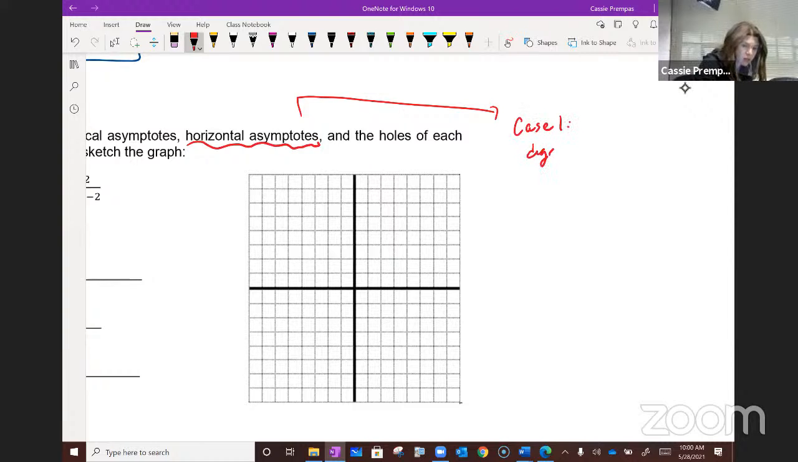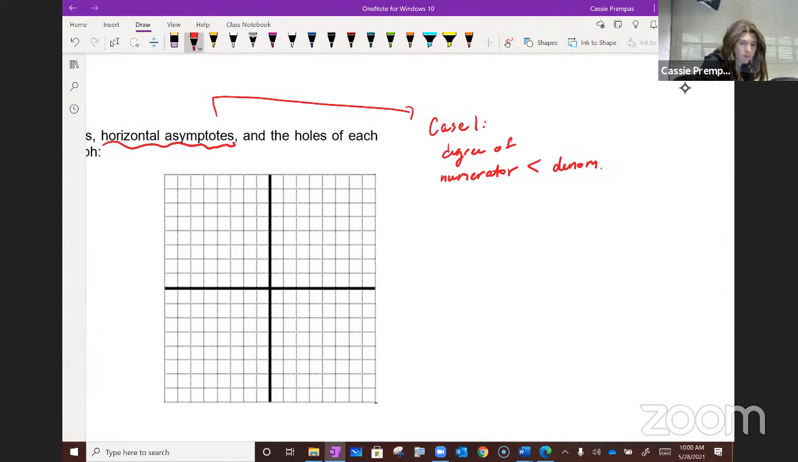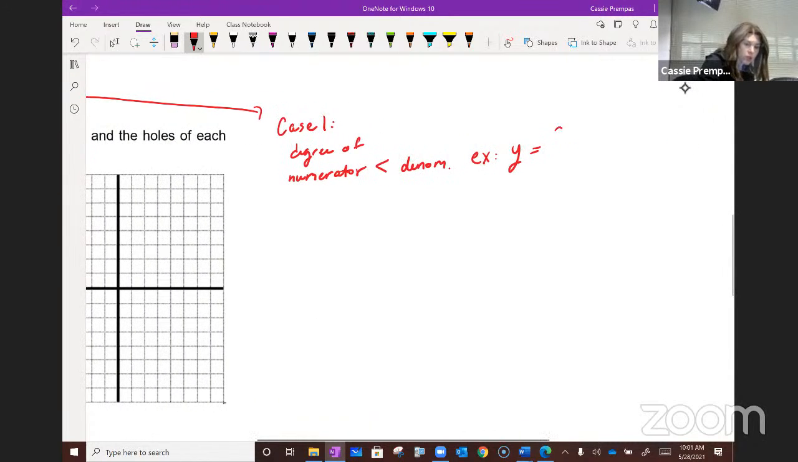If the degree of the numerator is less than that of the denominator, an example of this would look like y is equal to 2x over 3x squared. The degree of the numerator would be 1. The degree of the denominator would be 2. Then, do you guys remember what the horizontal asymptote is located at? 0. Yes, good. Y equals 0. Nice.